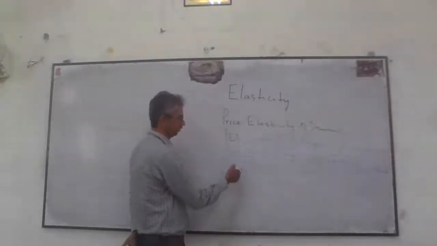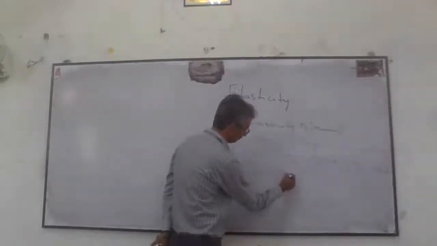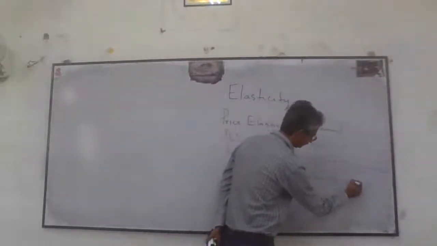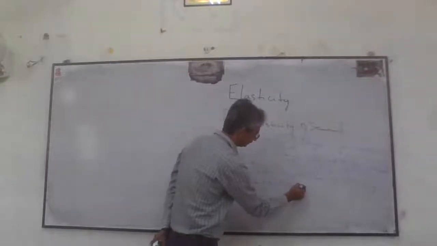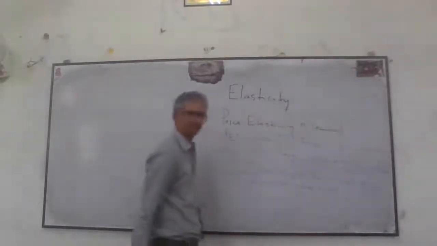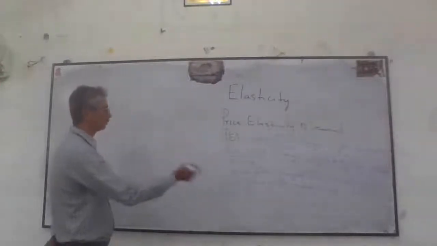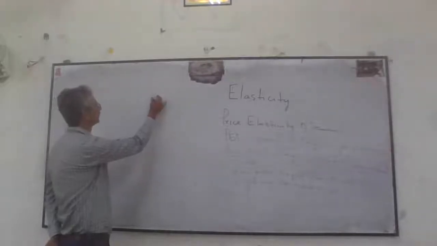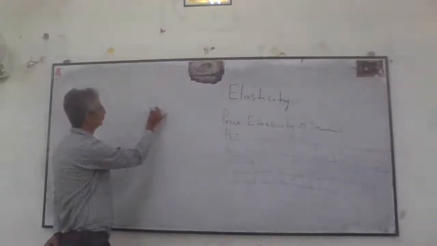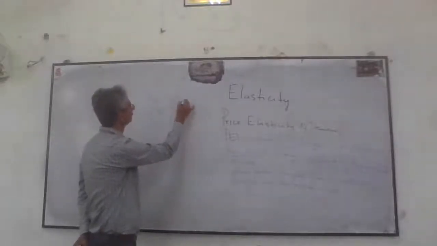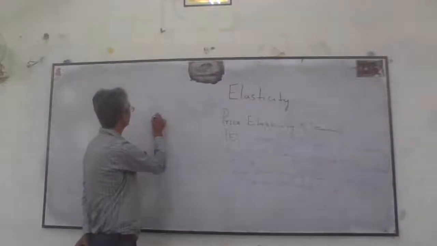So let me repeat it again: when price changes, how much change in quantity demanded occurs. So whenever we calculate the price elasticity of demand, suppose we say price in rupees, price per kg, and the quantity demanded in kgs of X, price of X.